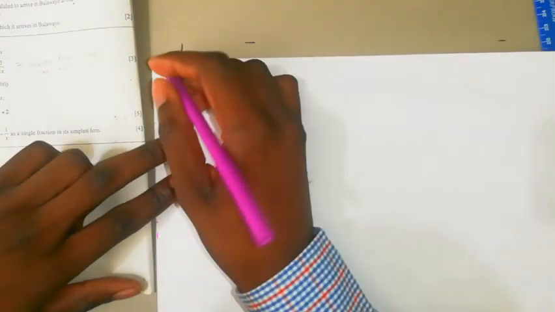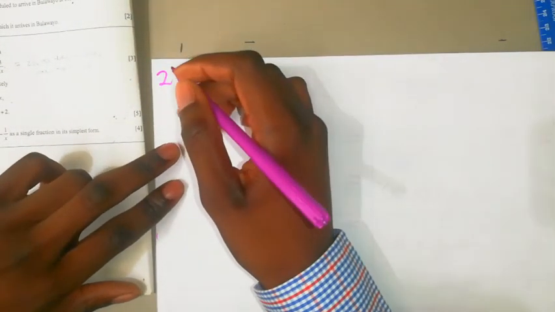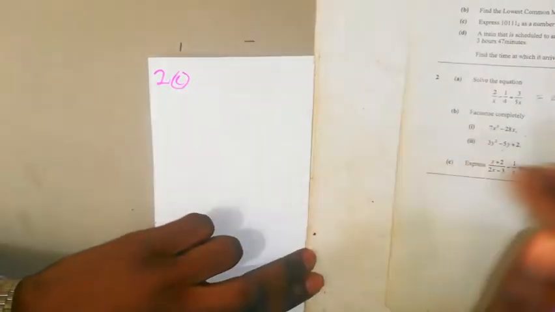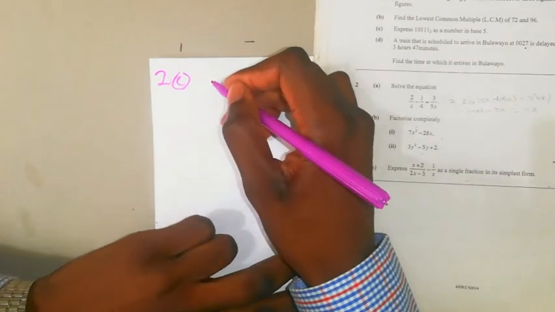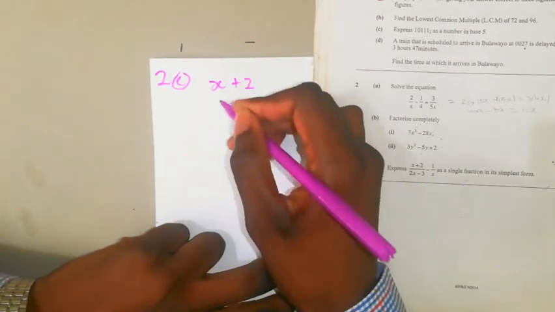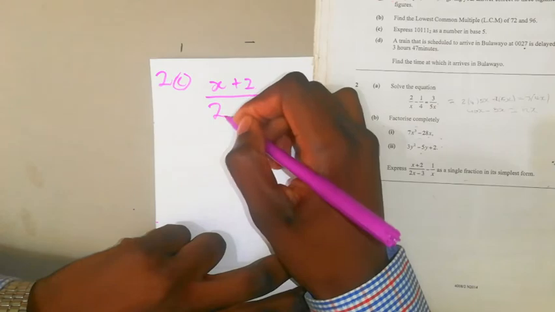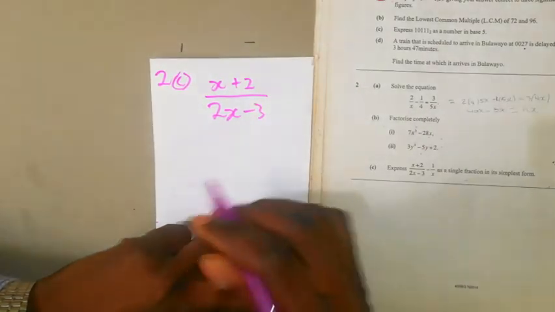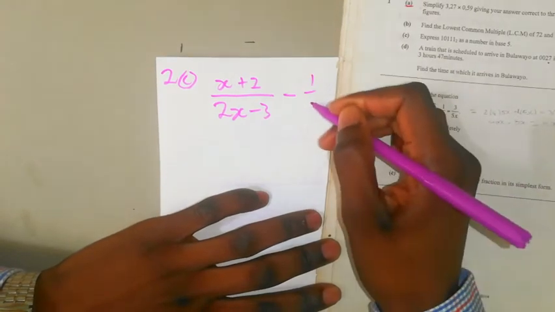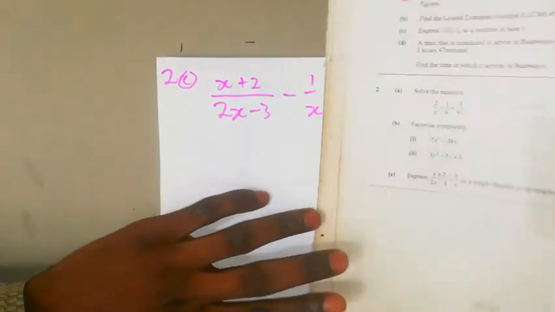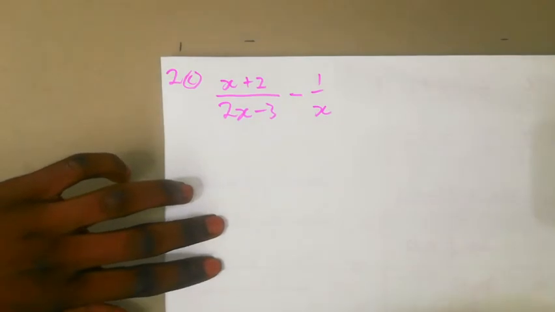So it's number 2C. Express as a single fraction. The question says express as a single fraction there. So in this case, I have x plus 2 all over 2x minus 3, then minus 1 over x. So let's try to work it out there.